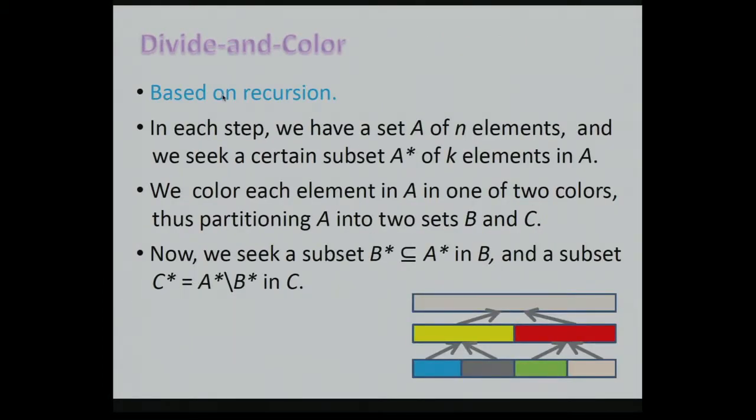So let's start with divide and color. This can be viewed as a recursive application of color coding with only 2 colors. So let's see what exactly it means. So here in each step, we have a set A of n elements, and we seek a certain subset A star of k elements in A. Okay, A star is our solution. Now we color each element in A in one of 2 colors, say yellow and red, and now we have 2 new sub-problems. We need to find a certain subset of A star in the set of yellow elements, and the remaining elements of A star in the set of red elements.